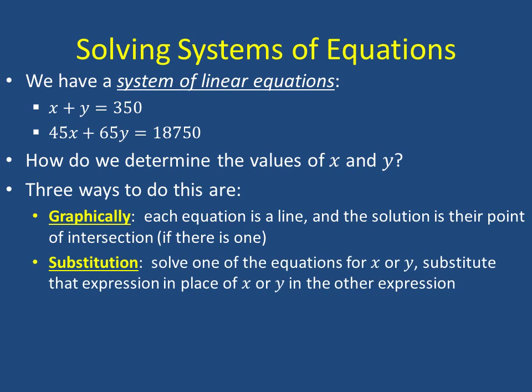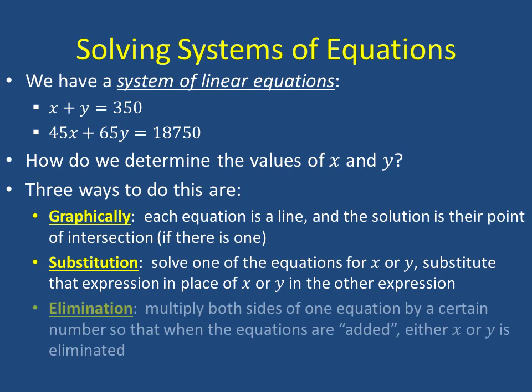Another method involves using algebra, and this is called substitution. We're going to solve one of the equations for either x or y, and then substitute that whole expression in place of x or y in the other expression. The third method is also an algebraic method. This is called elimination. We're going to multiply both sides of one equation by a certain number so that when we add the two equations together, we can eliminate either x or y and then solve from there.